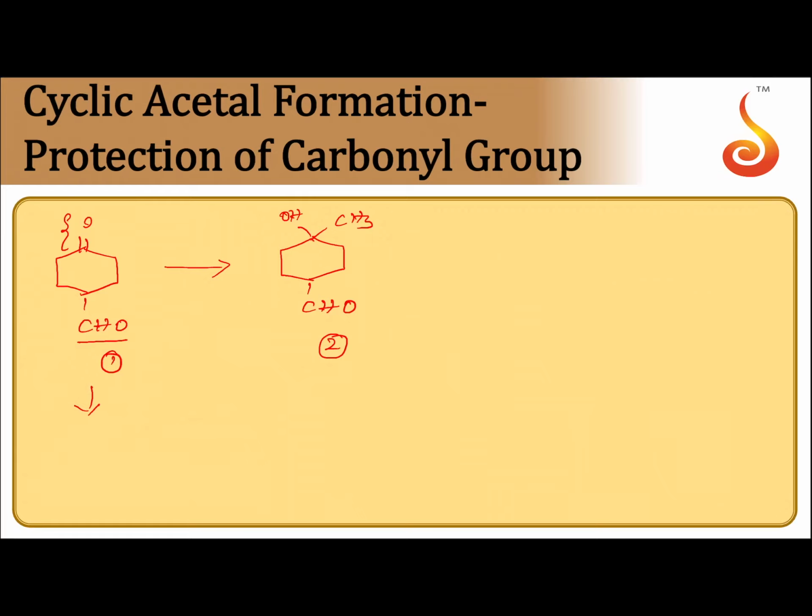So what will I do now? I will treat this compound with ethylene glycol in the presence of dry HCl. What happens? The aldehyde, being more reactive, forms a cyclic acetal, while the ketone C double bond O remains. The aldehyde will form a cyclic acetal like this.